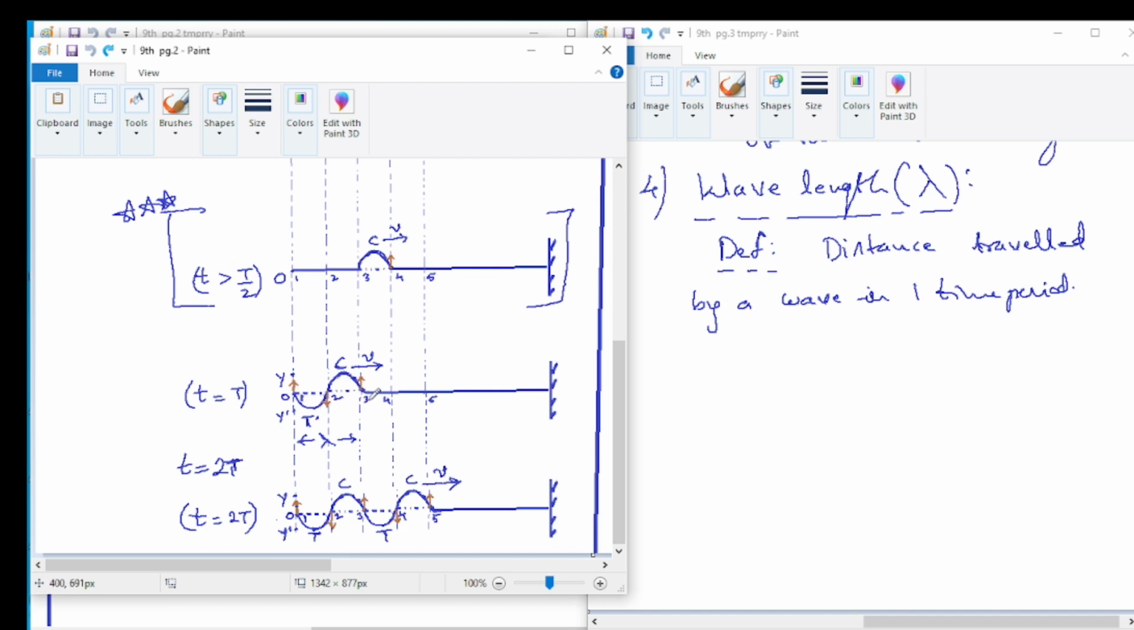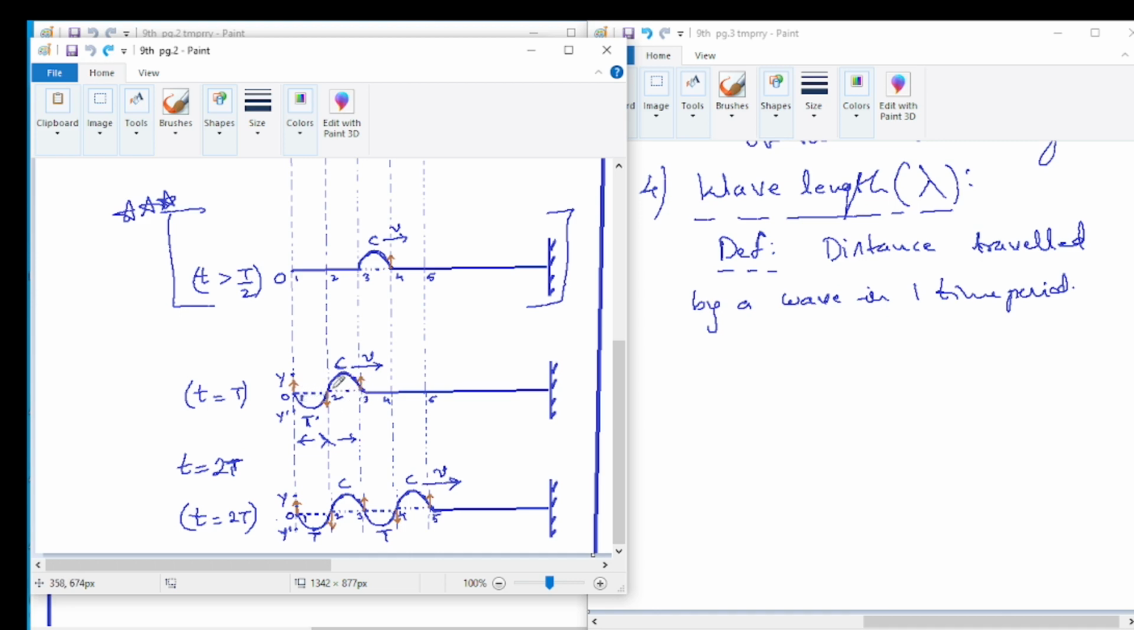So what is wavelength now? It's the distance between two particles. Where are the two particles? Particle 1 and particle 3. They are situated where? At the two ends of one complete wave. So this distance between two particles at the two ends of one complete wave can also be defined as wavelength. This way, wavelength can be defined in terms of particles also.